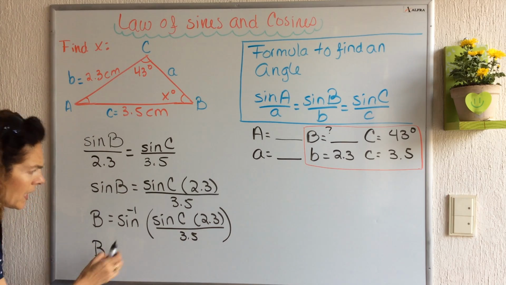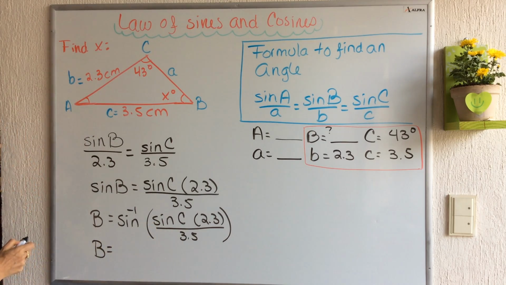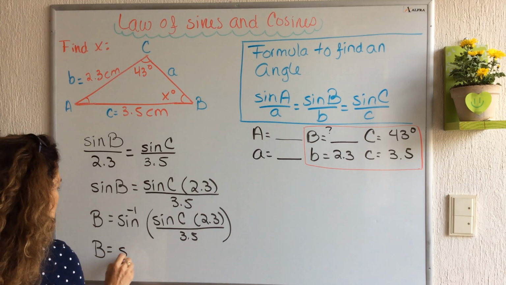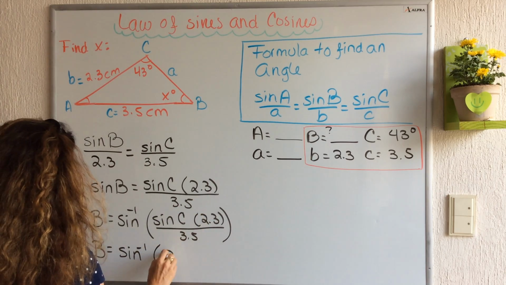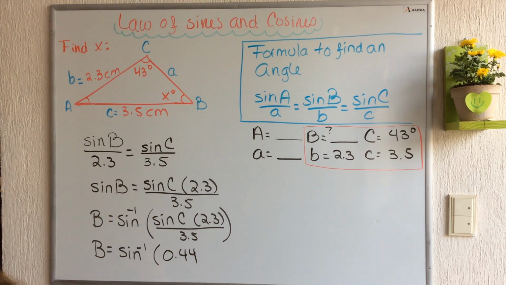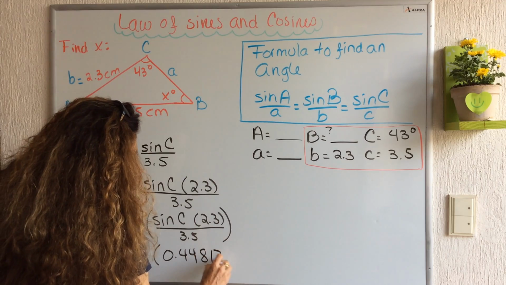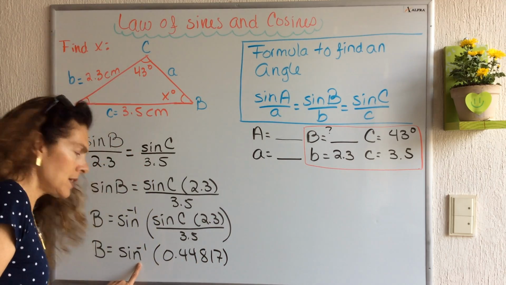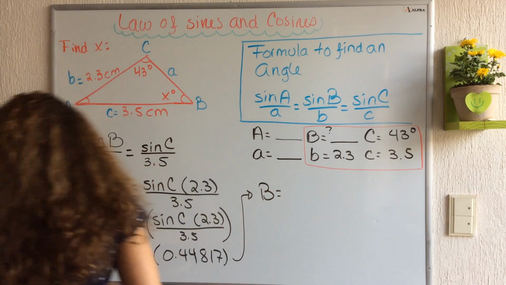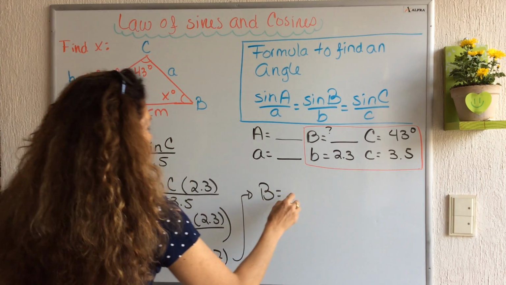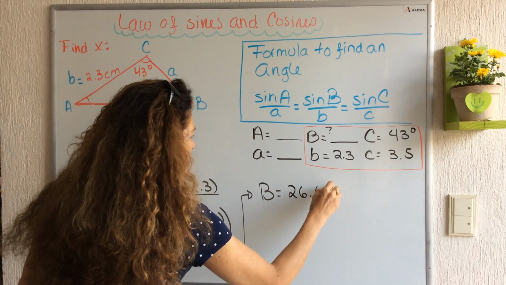Okay, so try to get this in your scientific calculator, and let me tell you what you have to get. Here I have it. Okay, so I'm going to write this. The inverse sine of all this must give you 0.44817. Okay, and then you get the inverse sine of this number, and we get that B equals 26.6 degrees.